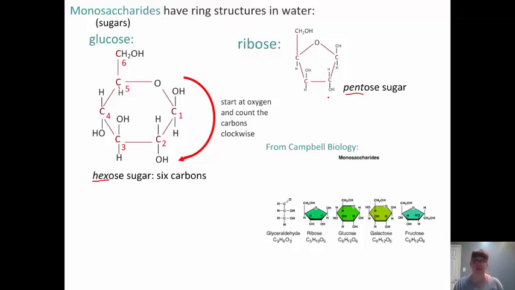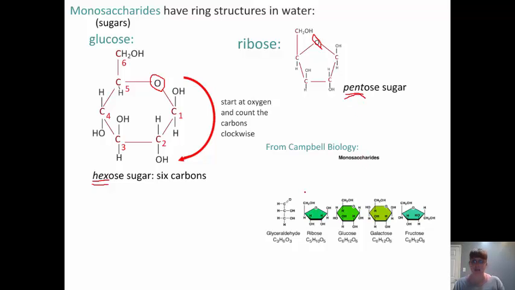The name relates to how many carbons make up that structure. And the way that we count the number of carbons is we start here at the oxygen, and then we go around in a clockwise manner and just simply count the carbons that we come in contact with. So here your first carbon is 1, 2, 3, 4, 5, and 6, which means it is a hexose sugar. Ribose, on the other hand, if we start at that oxygen, you get 1, 2, 3, 4, 5 carbons, which means you have a pentose sugar.